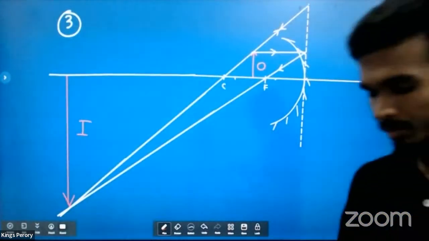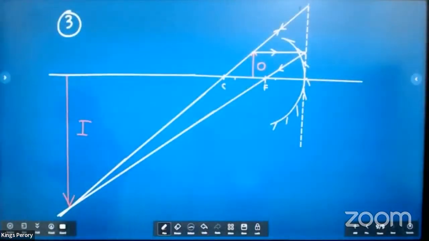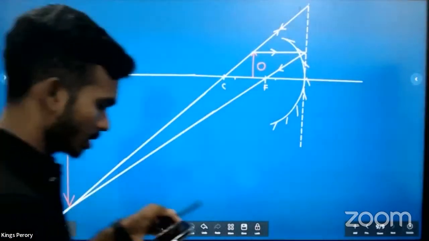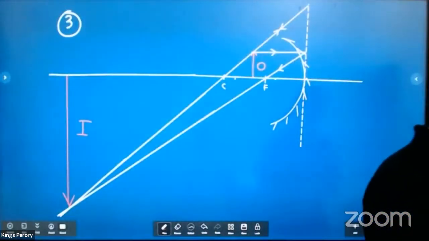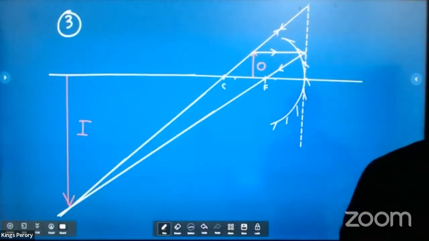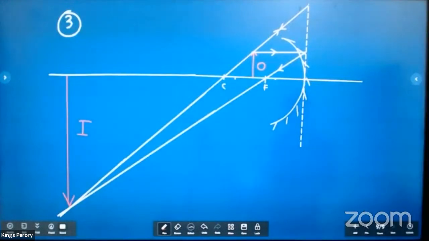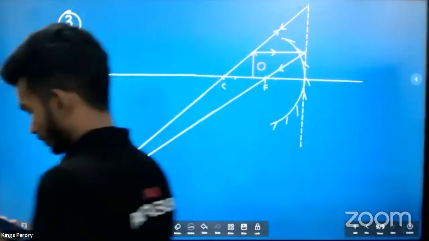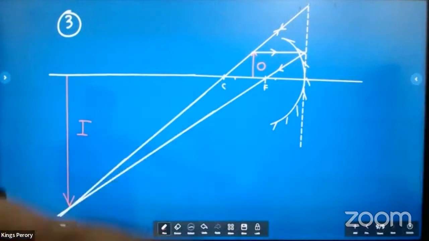Got the same diagram? Okay. Now go to the next one.